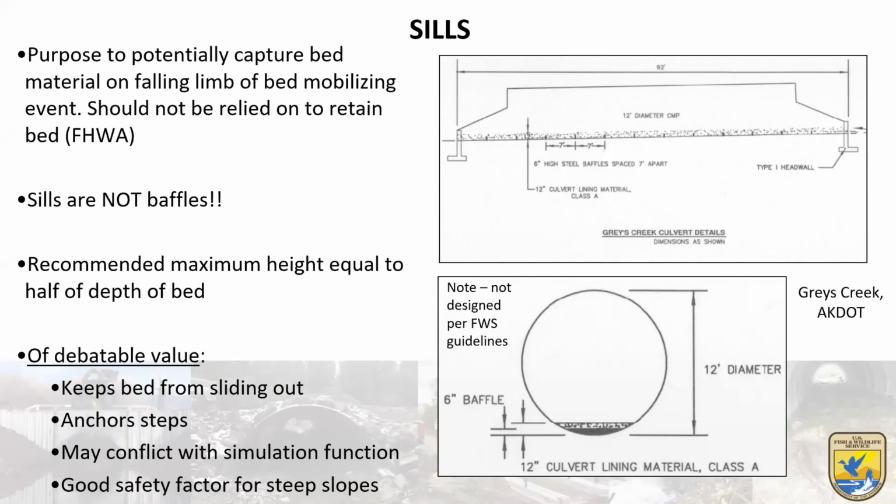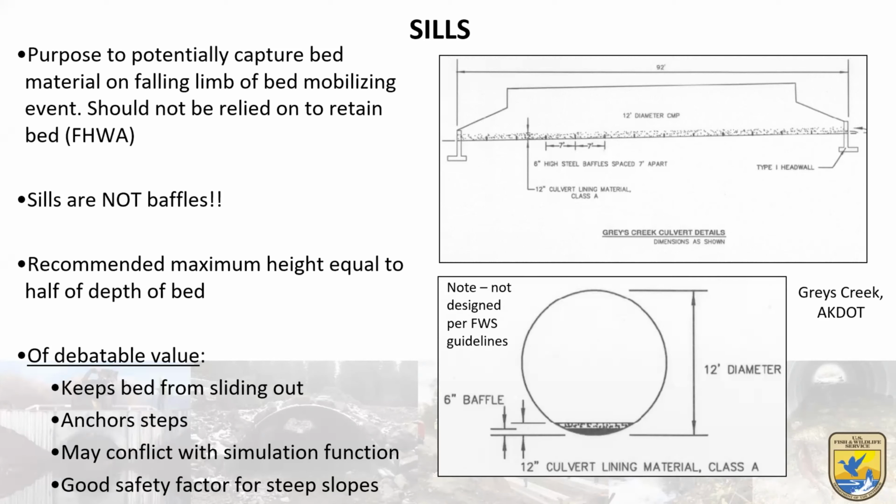So these things are not baffles. Baffles are a metal weir and a pool behind it, and they are sealed at the bottom. And so a fish jumps over the metal weir and gets to rest in the pool and then continues on. These are just to retain some bed at the end, receding limbs. And so that's why they tend to be only half the depth of a bed.